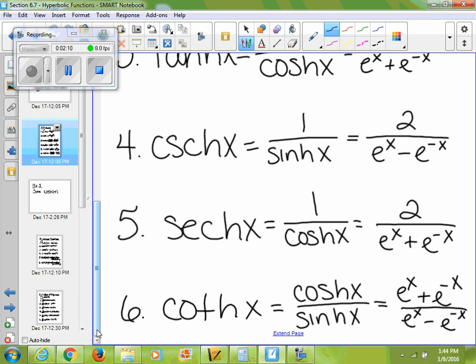And then for our last three, we have the hyperbolic cosecant function. Remember that cosecant is 1 over sine, so hyperbolic cosecant is 1 over the hyperbolic sine of x, which is equal to 2 divided by (e^x - e^(-x)). The hyperbolic secant is equal to 1 over the hyperbolic cosine, which is equal to 2 divided by (e^x + e^(-x)).